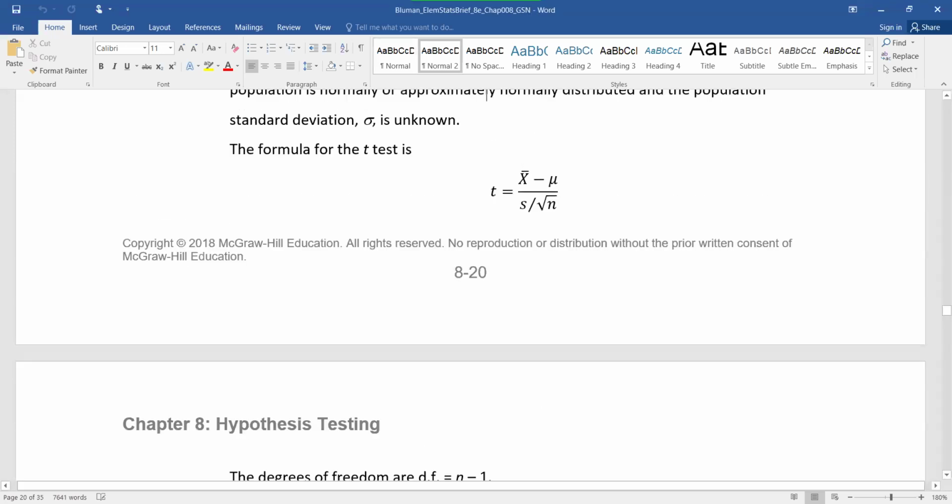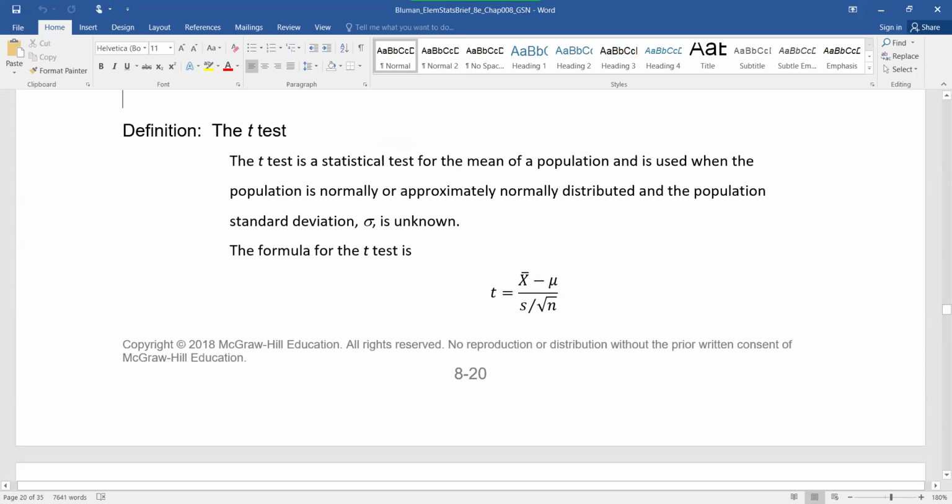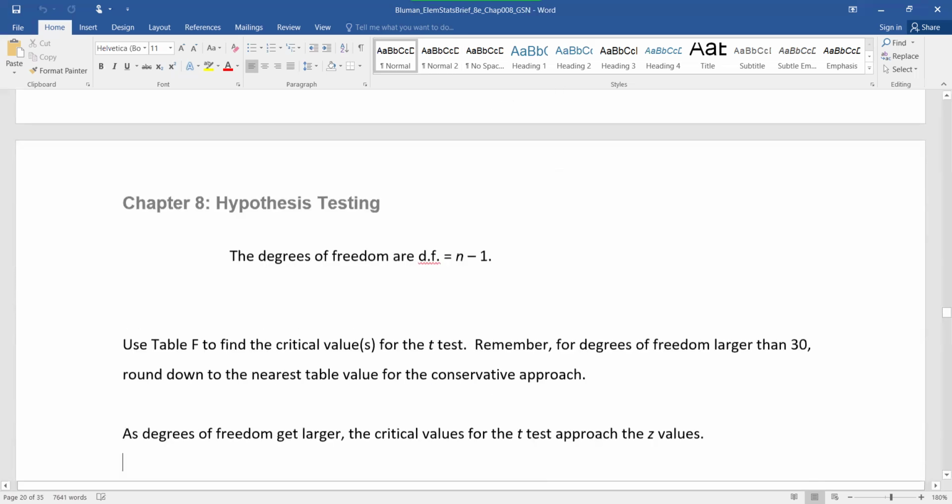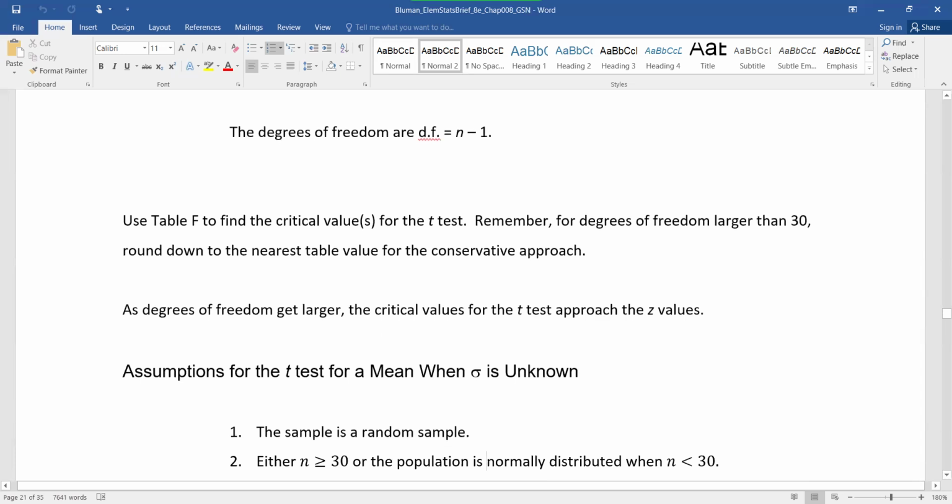So in our definition here, it says the t-test is a statistical test for the mean of a population and is used when the population is normally or approximately normally distributed and the population standard deviation is unknown. The formula is as follows. You can kind of see it's pretty much the same. The only difference is we're going to use a sample standard deviation, which is what this lowercase s is. That's the only difference from a z-test. And again, reminder that the degree of freedom is n-1.